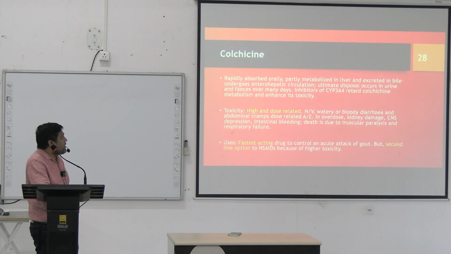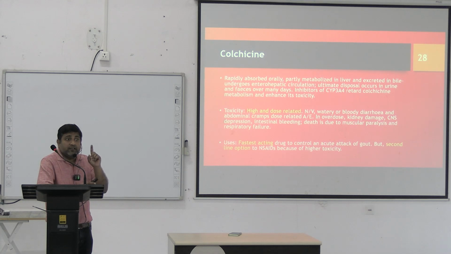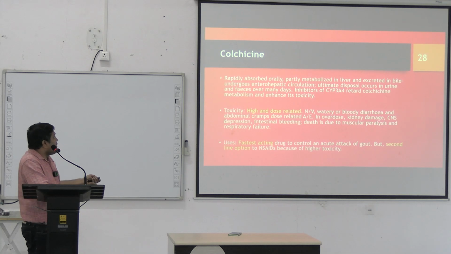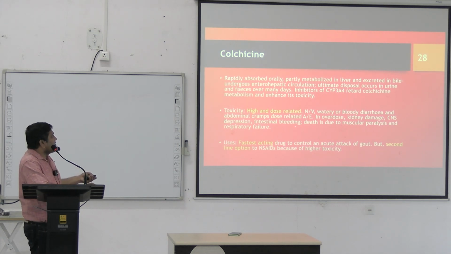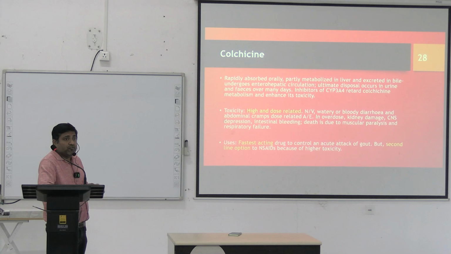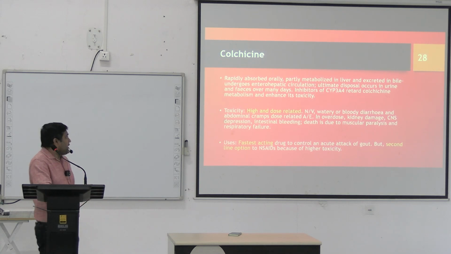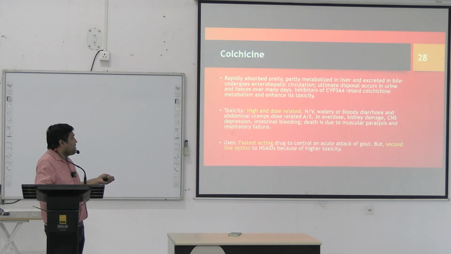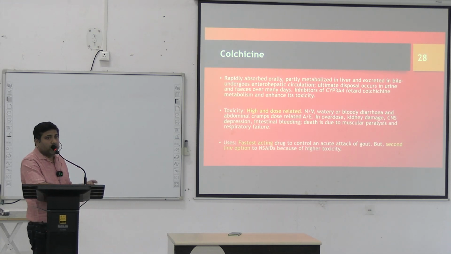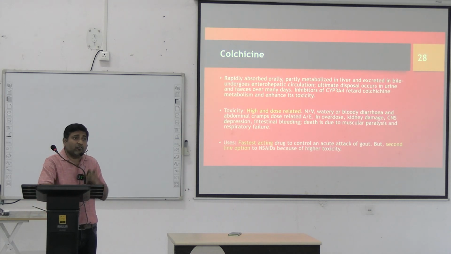The inhibitors of CYP3A4 retard colchicine metabolism and increase toxicity. Toxicity is high and dose related, mainly gastrointestinal, causing nausea, vomiting, watery or bloody diarrhea and abdominal cramps. In overdose, kidney damage, CNS depression, intestinal bleeding and death may occur due to muscular paralysis and respiratory failure. It is the fastest acting drug to control an acute attack of gout, but second line option because of higher toxicity. The drug of choice in acute gouty arthritis is not colchicine, it is non-steroidal anti-inflammatory drug.